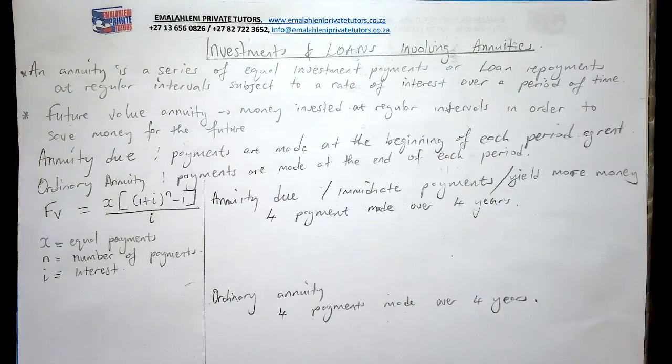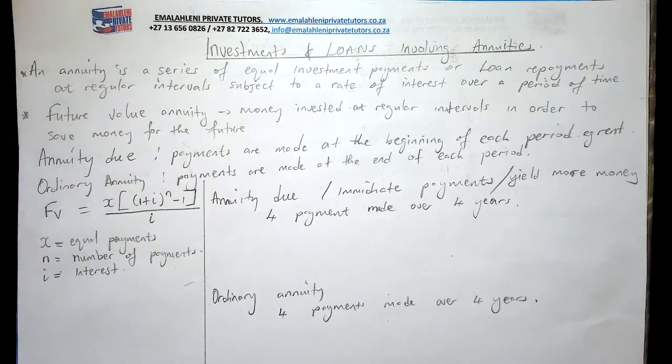Now, whenever you see the word investment or saving, you must work with the future value formula. Then when you're talking of present value, whenever you see a loan or someone borrowing money, you're borrowing an amount of money that is there already. So you already know the amount that you are borrowing. So we use what we call present value. But we're going to focus first on future value annuities.